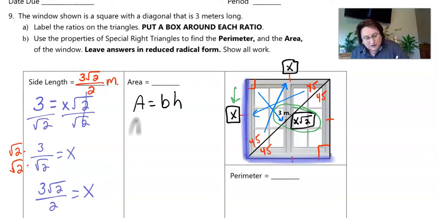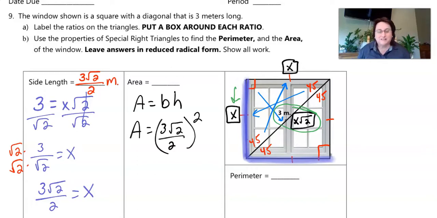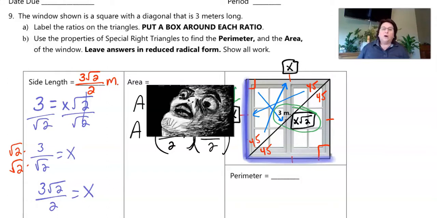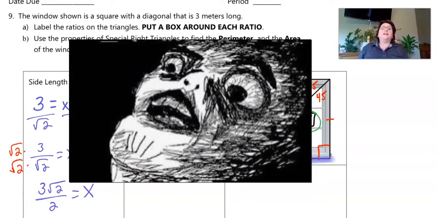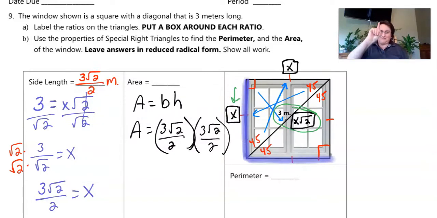Okay, so we're going to plug this in. Area equals, okay, and if I can get back to the right pen, area equals 3 square root 2 over 2 squared. So we're going to multiply it times itself. Actually, let me write this out. So it's 3 square root 2 over 2. Oh my goodness, that's a lot of math. That's why I'm doing this one with you guys, right?